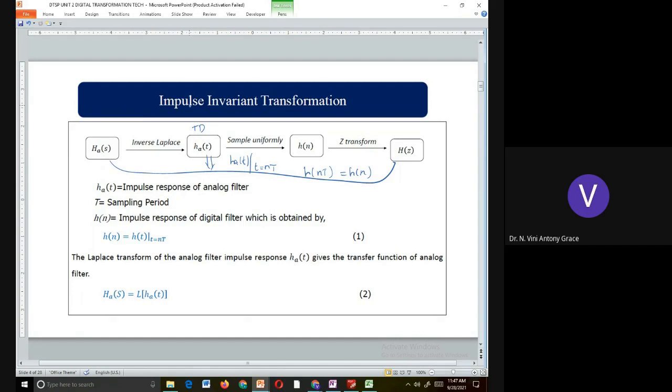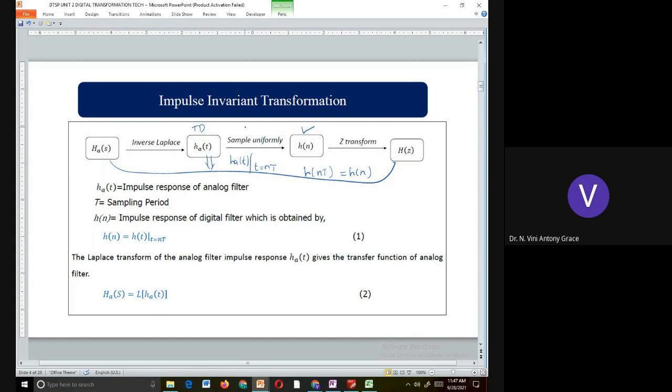So the formula for impulse invariant transformation is obtained by following all these steps. We take HA(s) and find its inverse Laplace transform. We get HA(t). Once we get HA(t), we sample it at t = nT to get h(n). And once we get h(n), if we take the z transform of h(n), we are going to get H(z). So this is how an analog filter is converted into a digital filter in impulse invariant transformation.